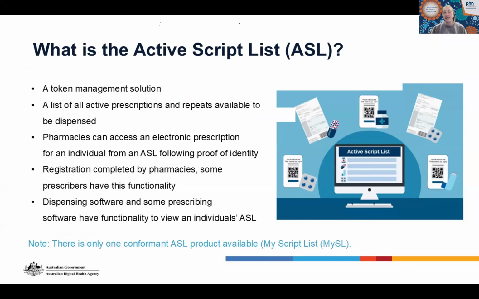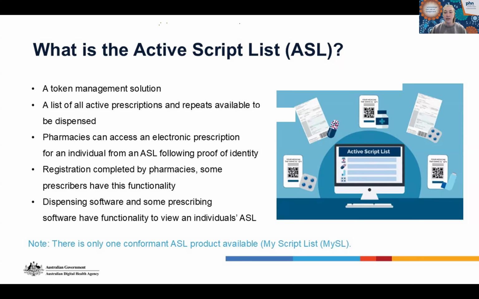It is a consolidated digital list of patients' active electronic prescriptions and repeats that are available to be dispensed. Instead of presenting a token for supply of their medications at the pharmacy, patients can confirm their identity and provide consent to allow a pharmacy to access their own active script list, which is the consolidated list of their medications. However, handwritten paper prescriptions and computer-generated prescriptions that don't have a barcode will not be visible in the patient's ASL.